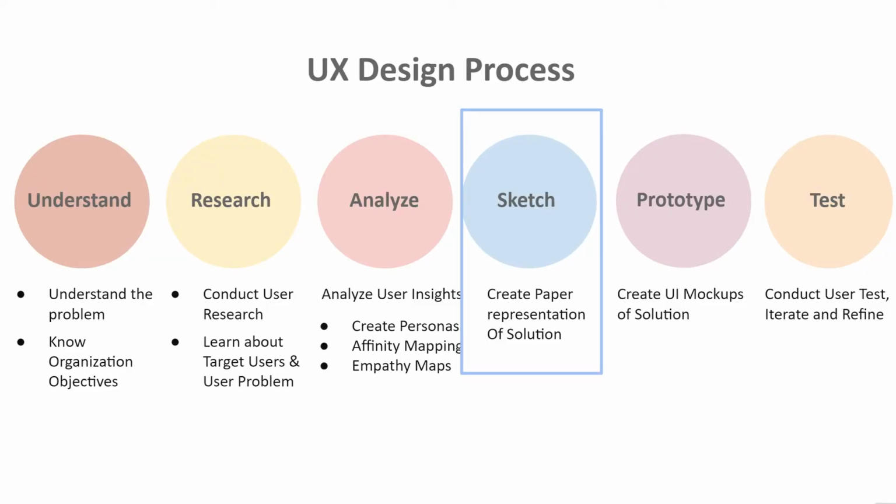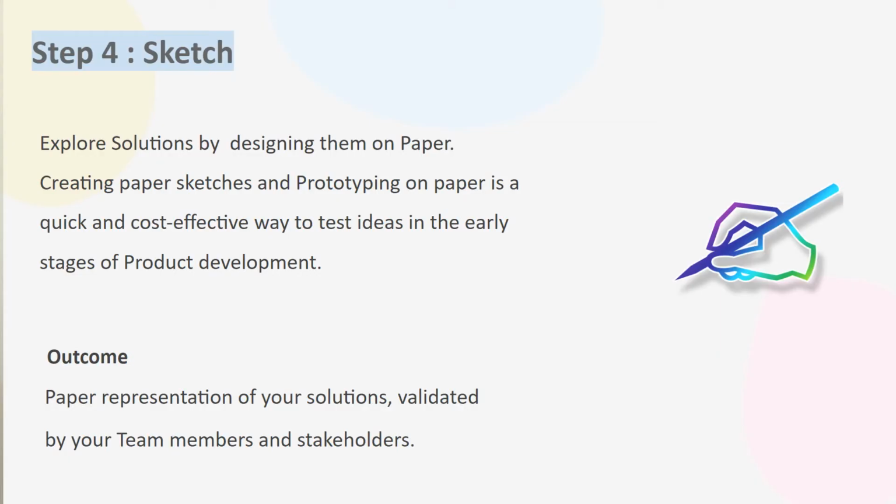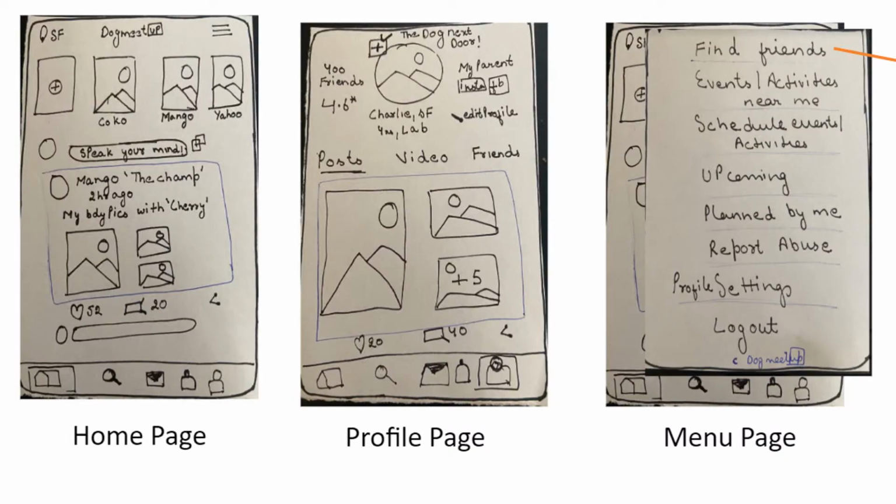Now that you have defined the user problem, the next step is to explore different solutions in order to address that user problem. The best way to do that is to sketch the solutions. Explore solutions by designing them on paper. Creating different paper sketches and prototyping on paper is a quick and cost-effective way to test ideas in the early stages of product development.